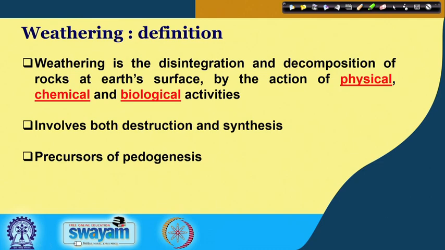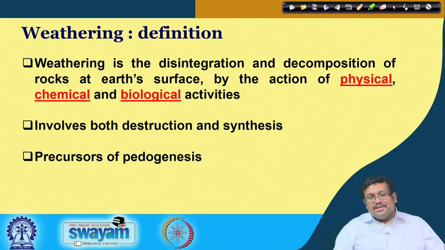Weathering is the disintegration and decomposition of rocks at the earth's surface by different physical, chemical and biological activities. So, it involves both destruction and synthesis, and obviously, it is the precursor of pedogenesis. Although weathering is a continuous process, unless there is a considerable amount of weathering products, the soil pedogenesis process cannot start. As you see in the definition, weathering is physical as well as chemical and biological.